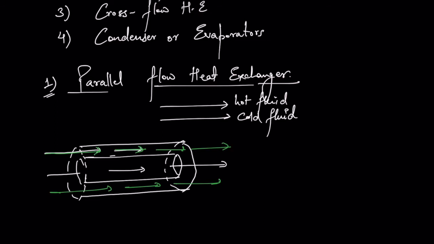We can draw a line diagram also. Suppose we are denoting this as the temperature of the fluid; suppose the inside fluid is hot, so the temperature of the hot fluid, let me write with white.